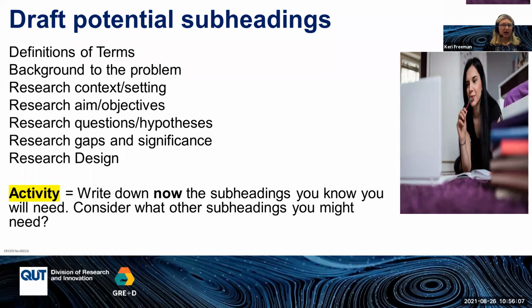You could have a theoretical framework that you need to explain in a little bit of detail. So perhaps you're going to have a subheading that says theoretical framework. Maybe you already have done some experiments that you want to let the readers know in your proposal. So you might need a subheading around that. So have a think right now, which subheadings are you going to need?